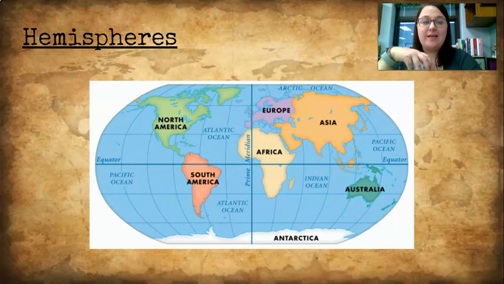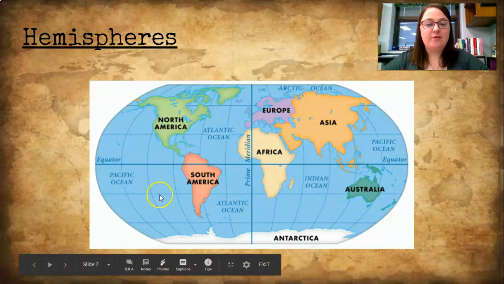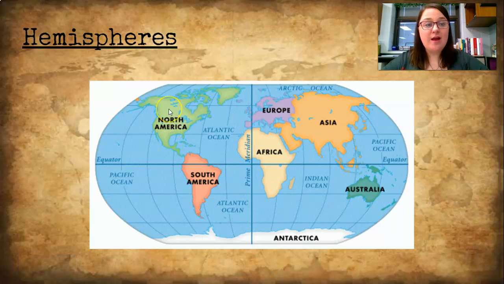So again, if you look at it here on your computer screen, the northern hemisphere is up here. This whole thing is part of the northern hemisphere. This whole thing is the southern hemisphere. And then if you divide it down this center line up and down, we have the western hemisphere and the eastern hemisphere. So a continent like North America is in the northern hemisphere and the western hemisphere. They're in both.